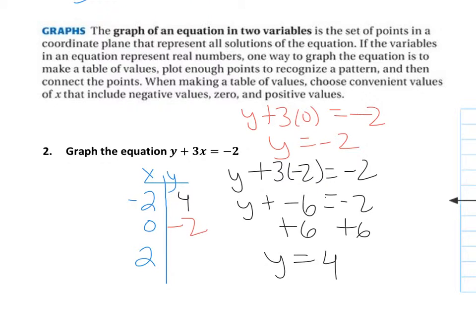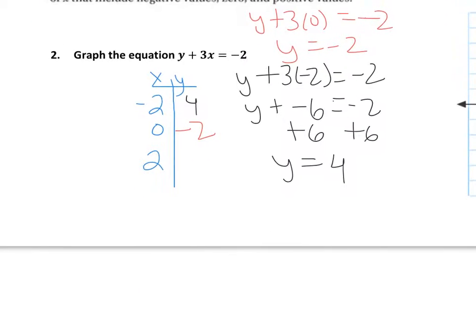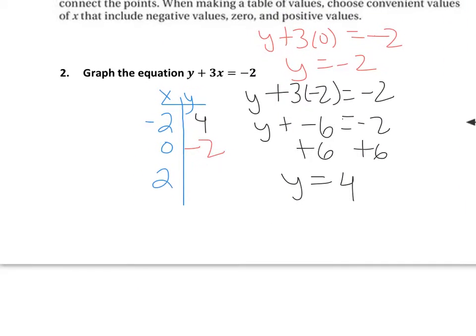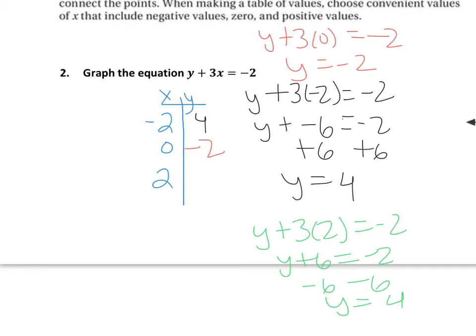Okay, now I'm going to plug in the 2. So you get y plus 3 times 2 equals negative 2. Y plus 6 equals negative 2. Subtract the 6. Y equals negative 2 minus 6, negative 8.